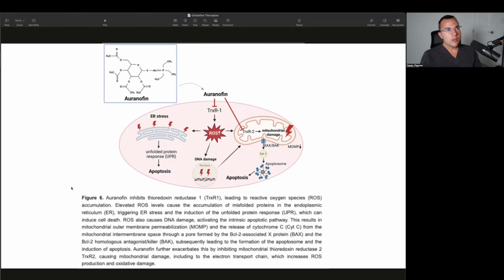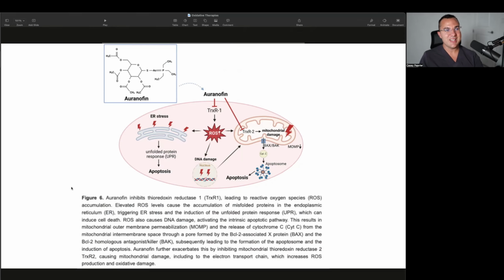Another compound that is at play here is a compound called auranofin. And this is a compound that I have a very difficult time pronouncing. So in the literature, it's also known as AF. So from now on, I'm just going to use the word AF so I don't continue to butcher this name that I have trouble pronouncing. AF inhibits thioredoxin reductase 1, TRXR1, leading to reactive oxygen species, ROS, accumulation. Elevated ROS can cause the accumulation of misfolded proteins in the endoplasmic reticulum, triggering stress and the induction of the unfolded protein response, UPR, which can induce cell death.